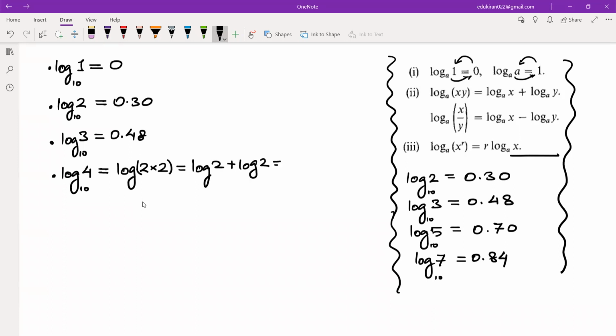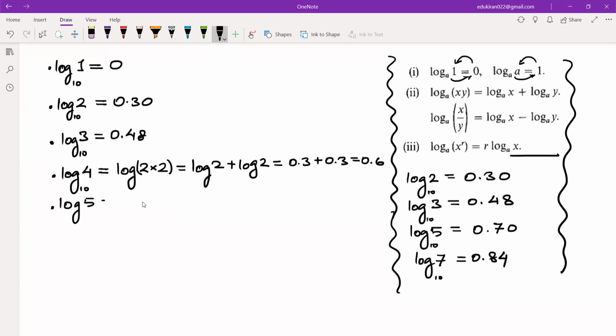ऐसे ही जाइए स्लो स्लो. What is log 2? What is the value of log 2? 0.30. 0.3 plus 0.3. This will be equal to how much? Equal to 0.9. How much? 0.9 कैसे हो जाएगा? 0.6. Thank you very much.